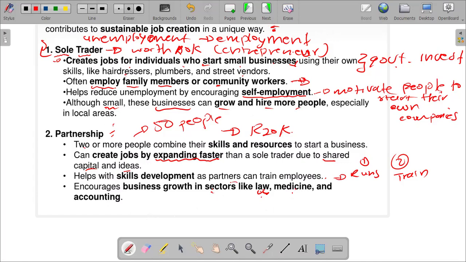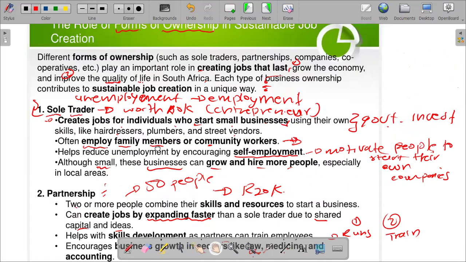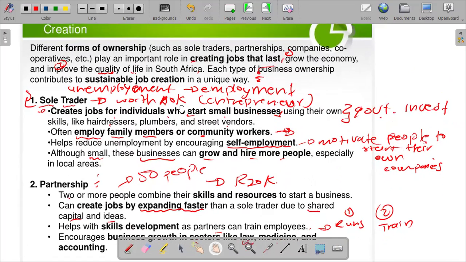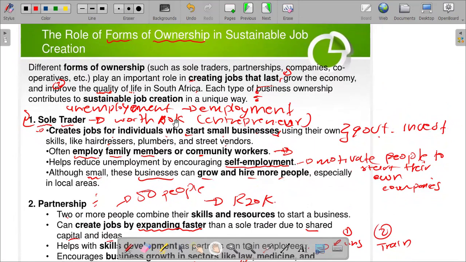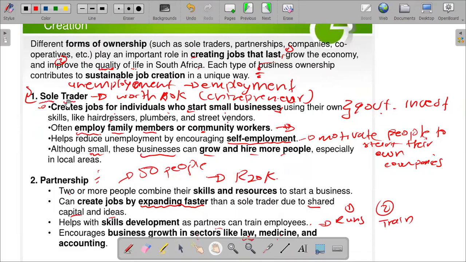So basically, that's the first part of sustainable job creation. The first one was to define what sustainable job creation is, and now we look at the role that the forms of ownership have within sustainable job creation. So number one being your sole trader, and then number two being your partnership, and then we'll carry on with your companies, your cooperatives, your closed corporations, and private and public companies, and so forth.